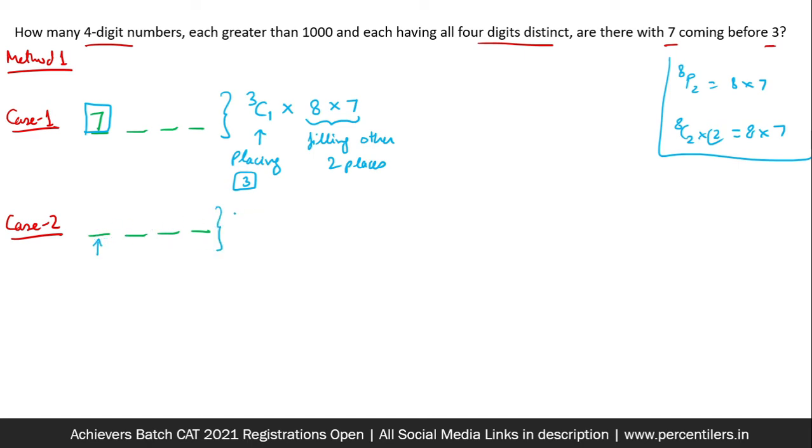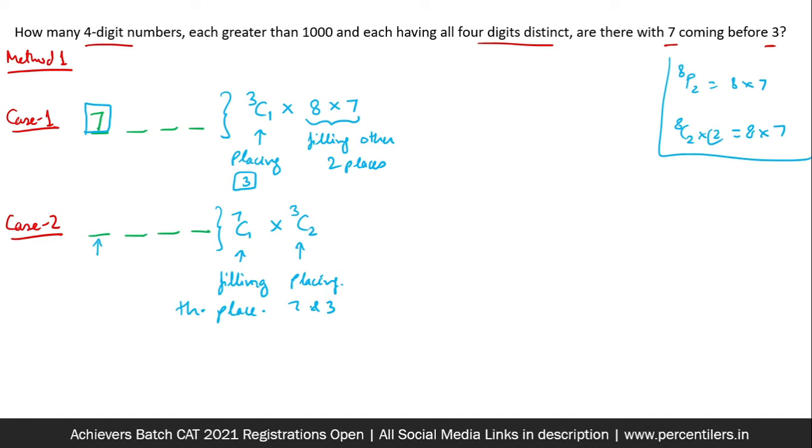First place can be filled in 7 ways, filling the thousands place, because 0 is not allowed and 7 and 3 are already chosen. So you have 7 digits remaining. So 7C1, we have filled out the thousands place. Now I'm going to do 3C2, placing 7 and 3.